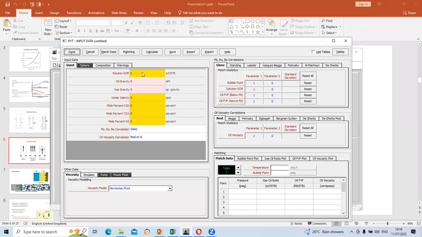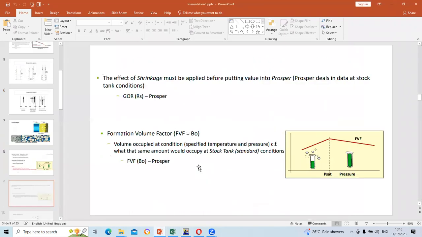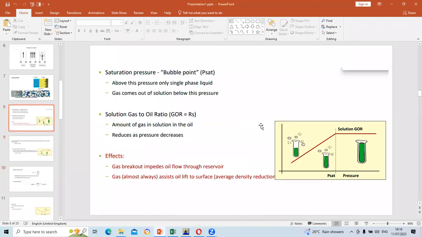As the solution gas will be escaping, what is going to happen generally is that the oil is going to shrink. So let me see if I have any illustration here. All right. No, that's formation volume factor. All right. This is my solution gas oil ratio.